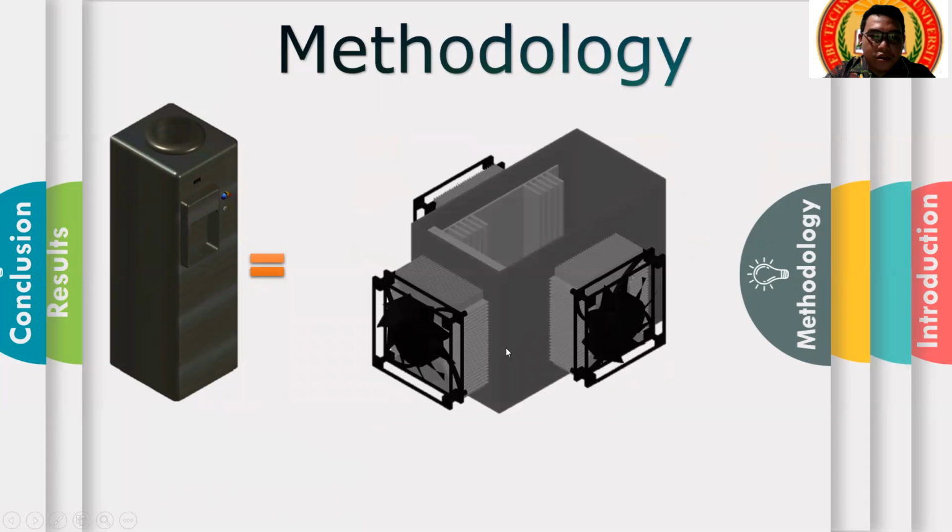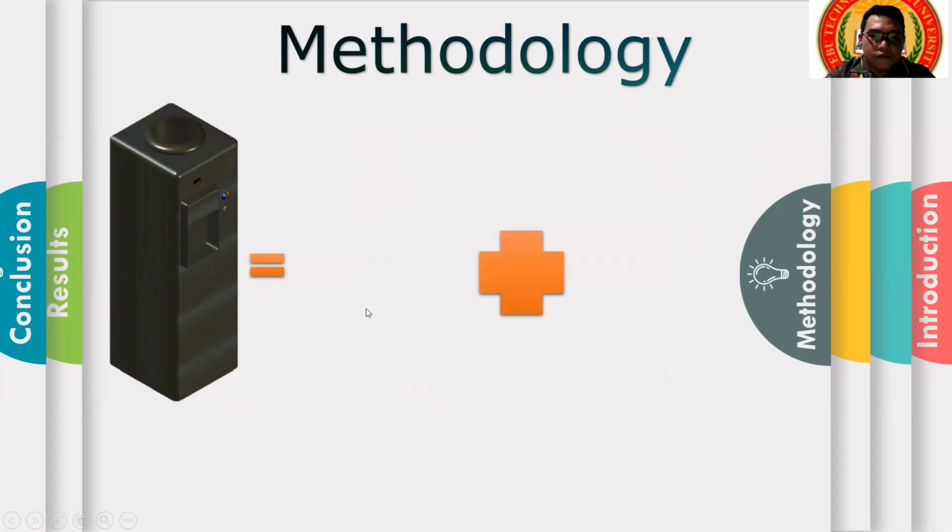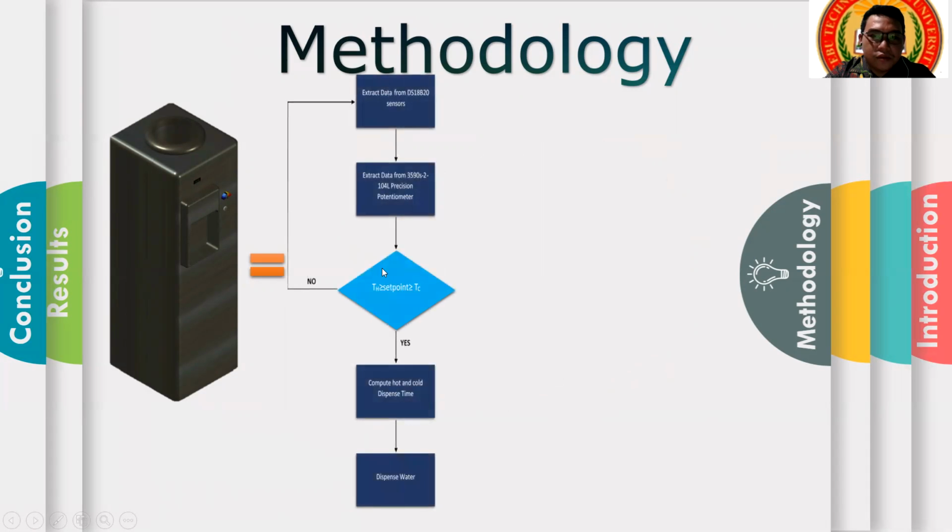So we have here a Peltier module embedded in our water dispenser. We extract data from the DS18B20 sensors. This is our digital temperature sensor used in correlating the temperature of the hot and cold water dispensed by the water dispenser. And this is the decision rule algorithm.